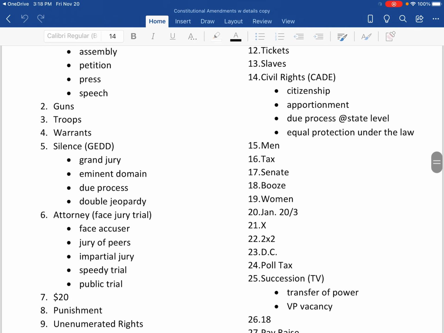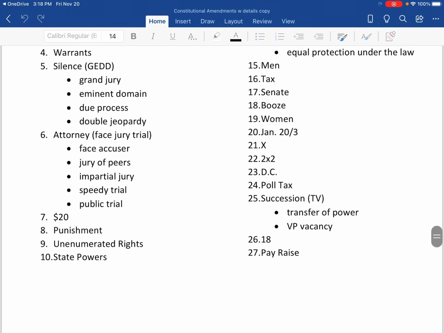Okay, number 6 is actually 6, 7, 8, 9, 10. Attorney, $20. Punishment, unenumerated rights, state powers. So an attorney is just a right to an attorney. In fact, there's a little saying that if you cannot afford one, one will be provided.